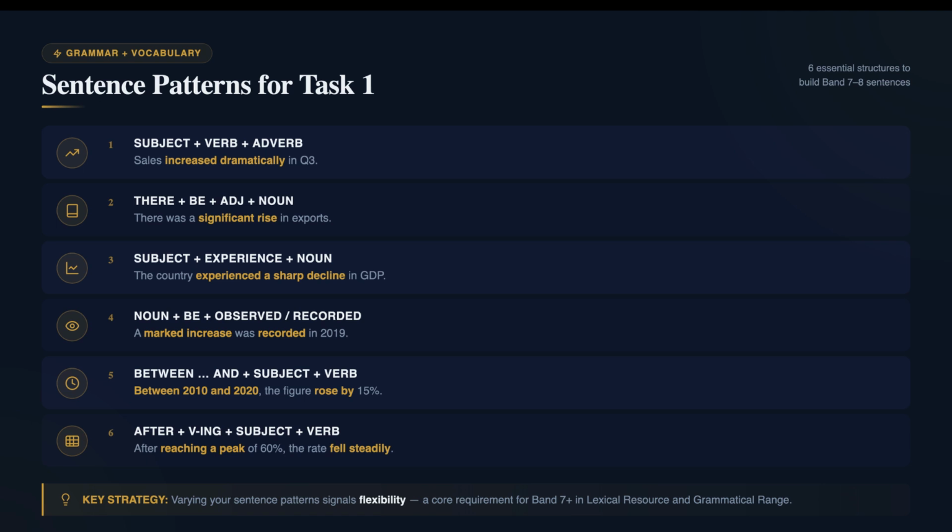So the strategy here is you should try to vary your sentence patterns, which signals to the examiner that you have flexibility in playing with your sentence structures and patterns. A core requirement for Band 7 plus in lexical resource and grammatical range and accuracy is knowing how to switch or mix these sentence patterns when you are dealing with your IELTS Academic Writing Task 1.